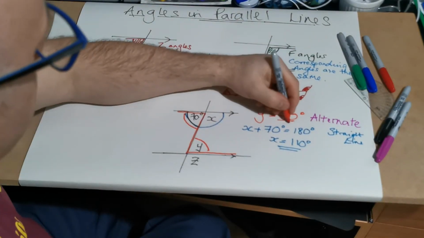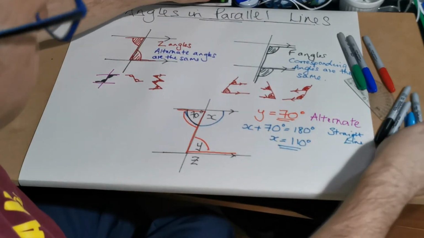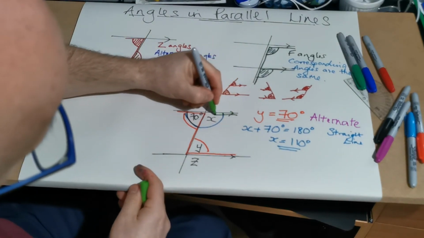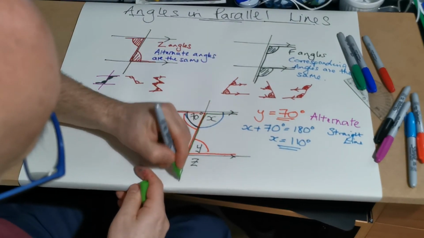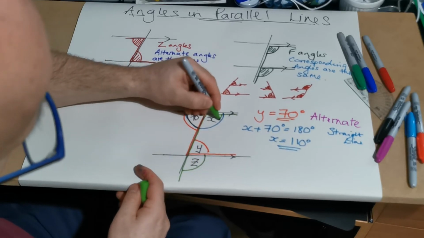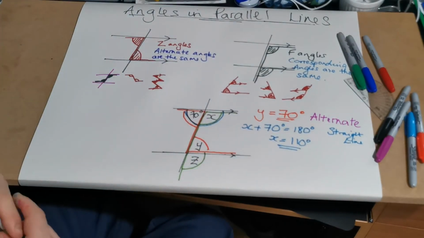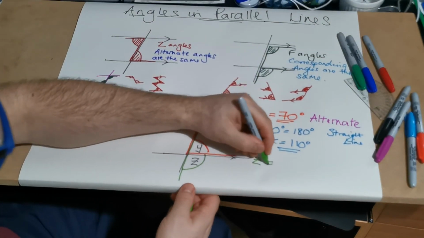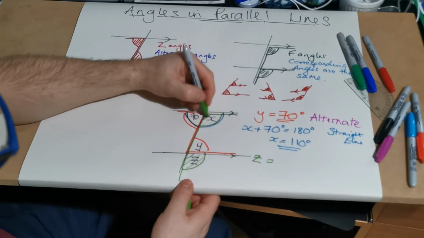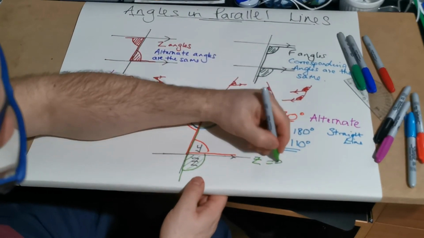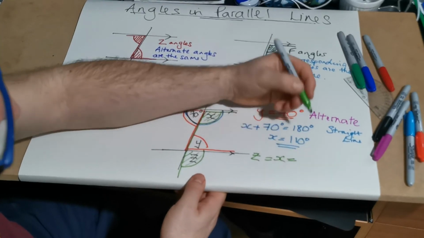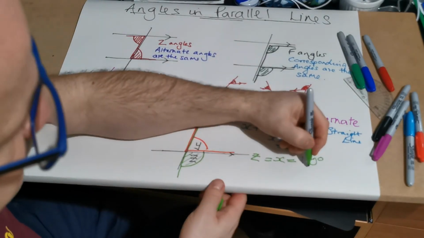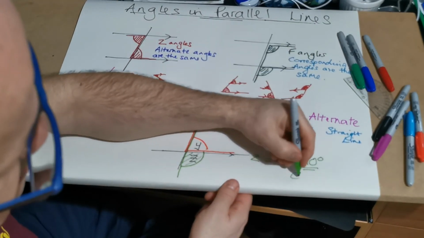And in my final one, to find out Z, I might draw this shape here. And there you can see the F shape coming in. So Z, these angles are corresponding. So Z is the same as X, which is the same as 110 degrees. And given the reason for that, we'll say they are corresponding.